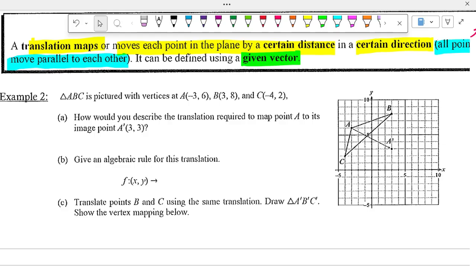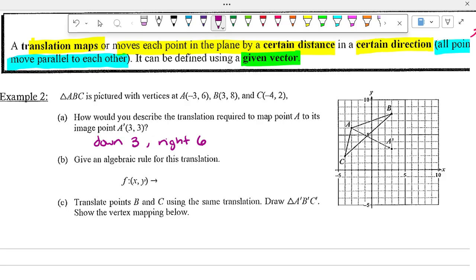Even if we went the opposite direction, if we went to the right 6 and down 3, same thing. It doesn't really matter the order. So what we did is we went down 3 and right 6. That's how we got from A to A prime. That's the translation.